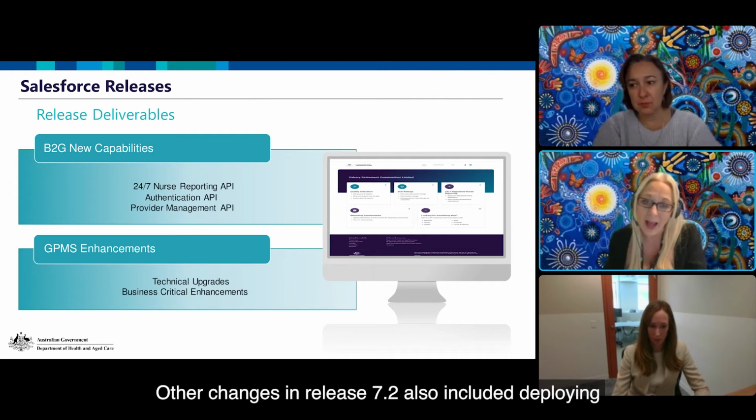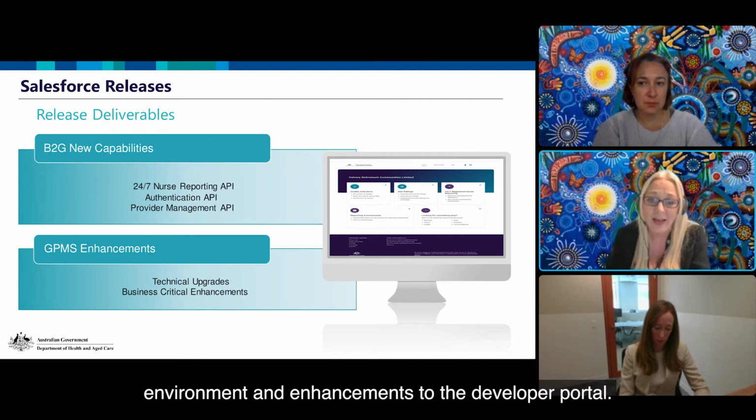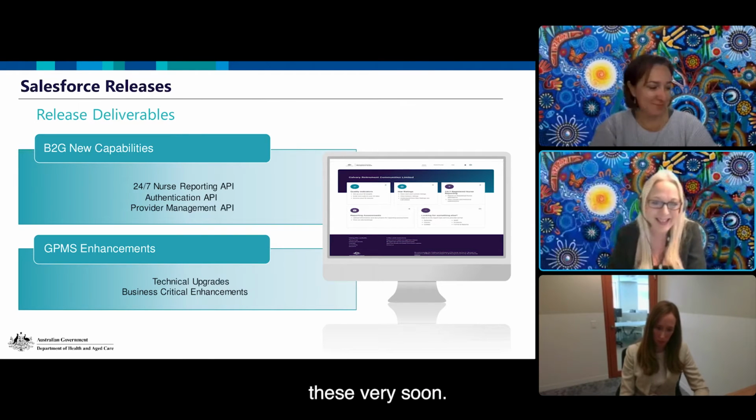Other changes in release 7.2 also included deploying the quality indicators API into the software vendor testing environment and enhancements to the developer portal. Marina's going to talk to you in detail in regard to these very soon.